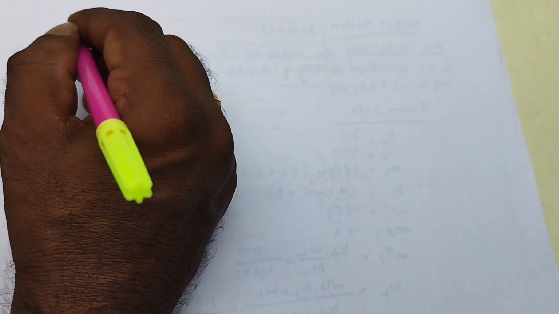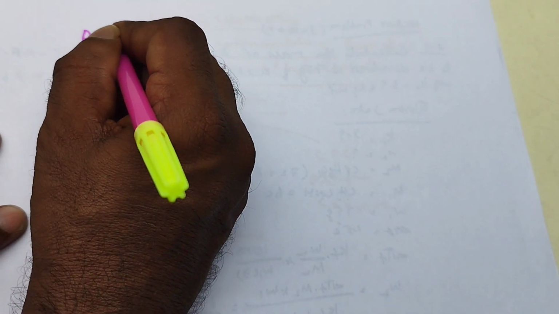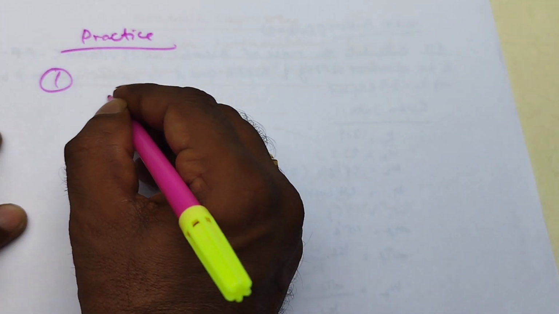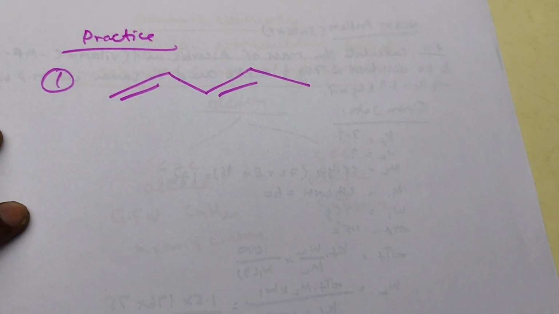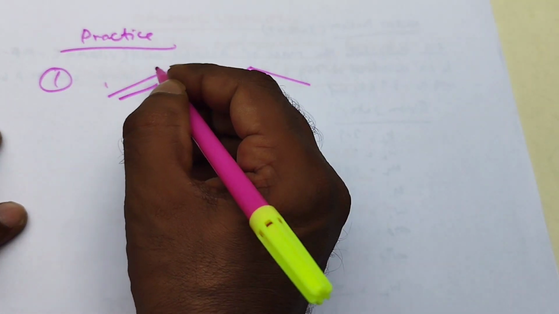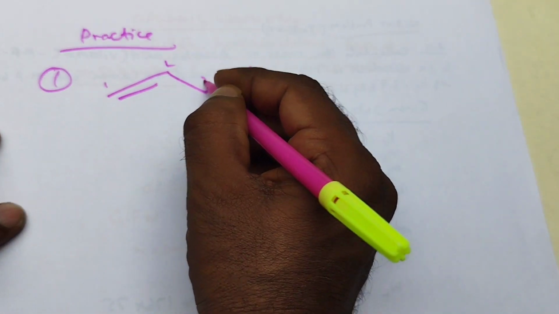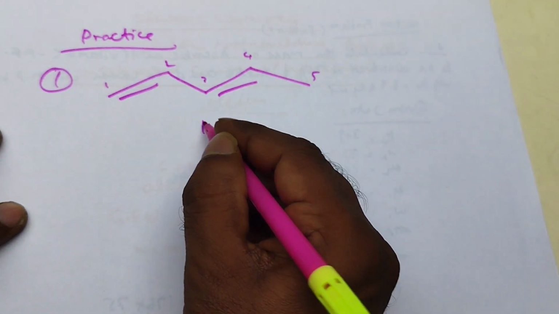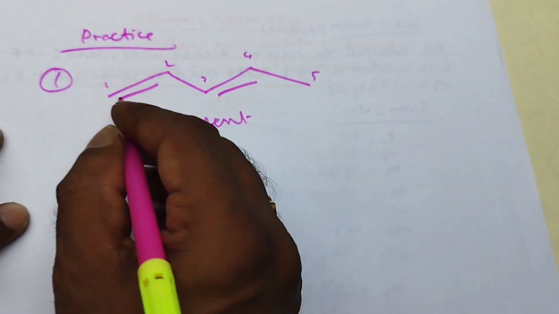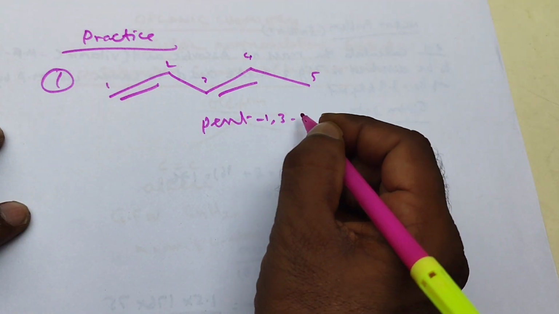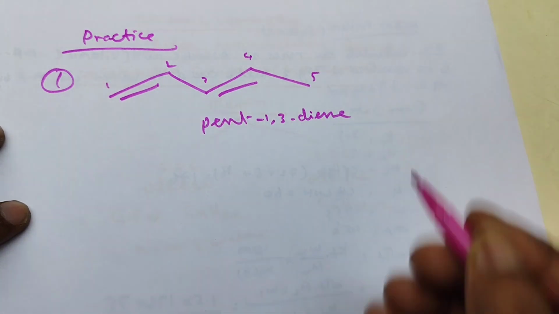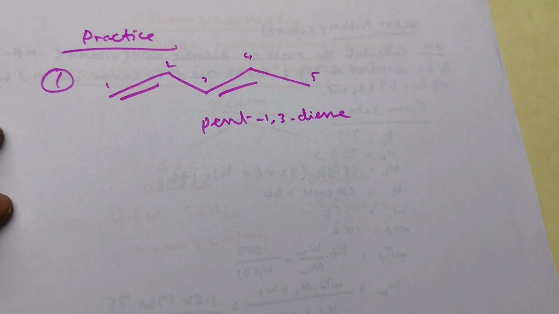A few other compounds, that is for practice. We'll take one compound like this. Yes, how can you name the organic compound? So you start numbering from here. The double bond starts from here. So 1, 2, 3, 4, 5. So 5 means pent is the parent name. And we are having a double bond 2 times, in the positions 1, 3, diene. This is the correct way of writing the IUPAC name.